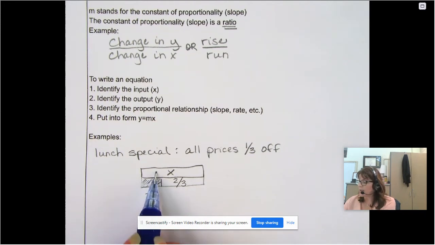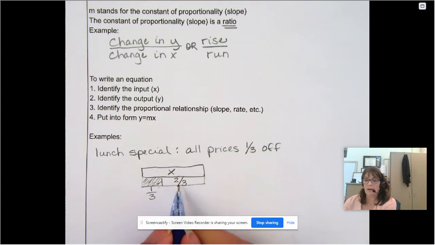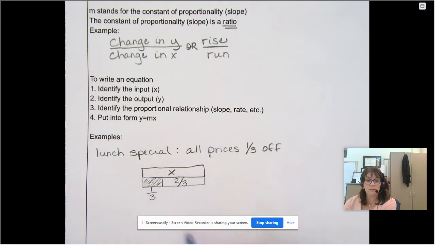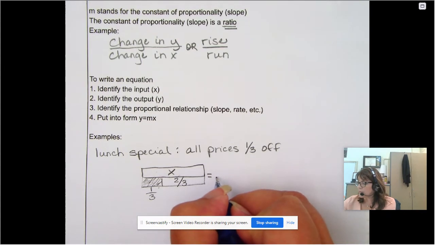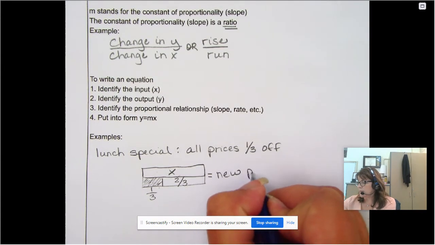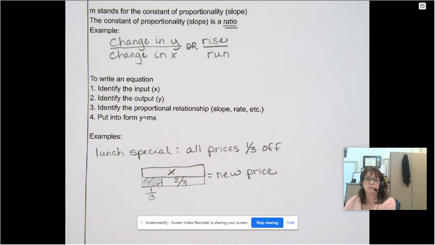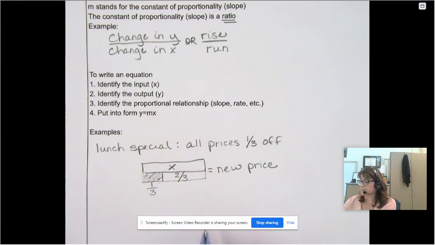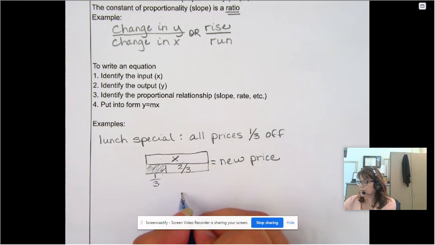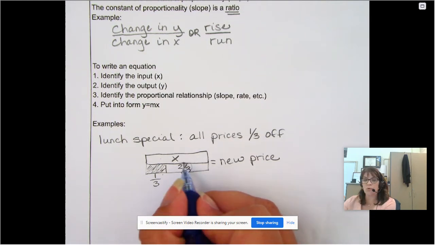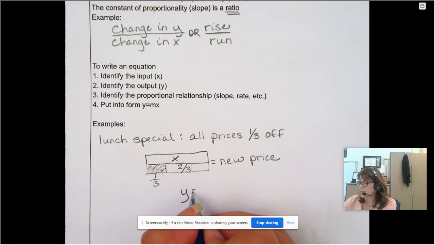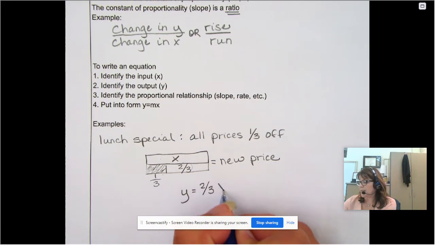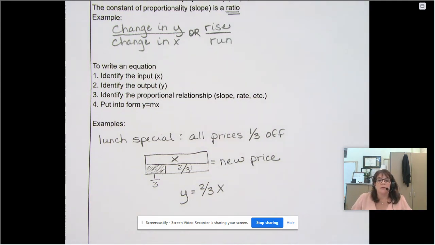So if you notice, I figured out, oh, well, whatever the amount is, if I'm taking 1/3 away, I have to pay 2/3 of it. And that's going to equal the new price. Okay. So let's try that. If the new price is Y and the constant of proportionality, the amount that is being changed, is 2/3, and I multiply that by X, am I going to get what I want?